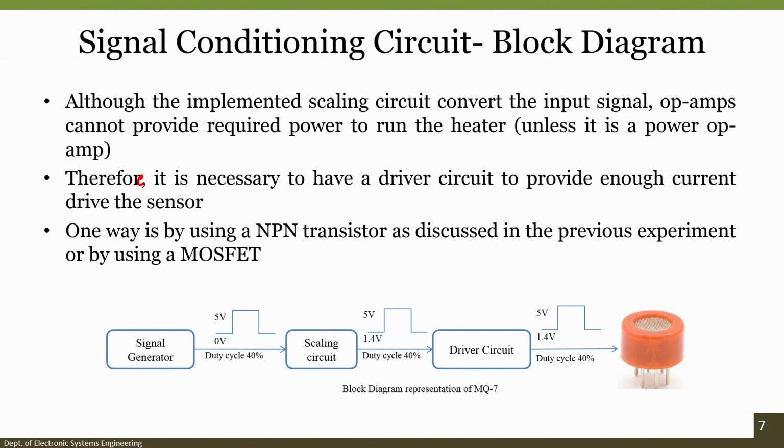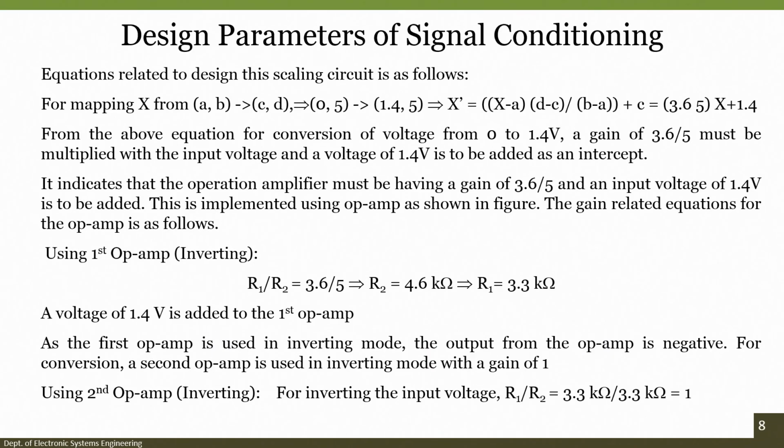One way is by using an NPN transistor, as we have seen in the earlier experiments and will see in later experiments as well, or by using a MOSFET. So, how can we design the circuit and what kind of equations do we need to follow? For mapping X from AB to CD, that is from 0 to 5 volts, we convert to 1.4 to 5 volts. What we require is X dash equals (X minus A) times (D minus C) divided by (B minus A), plus C. So, this should be 3.6/5 X plus 1.4.